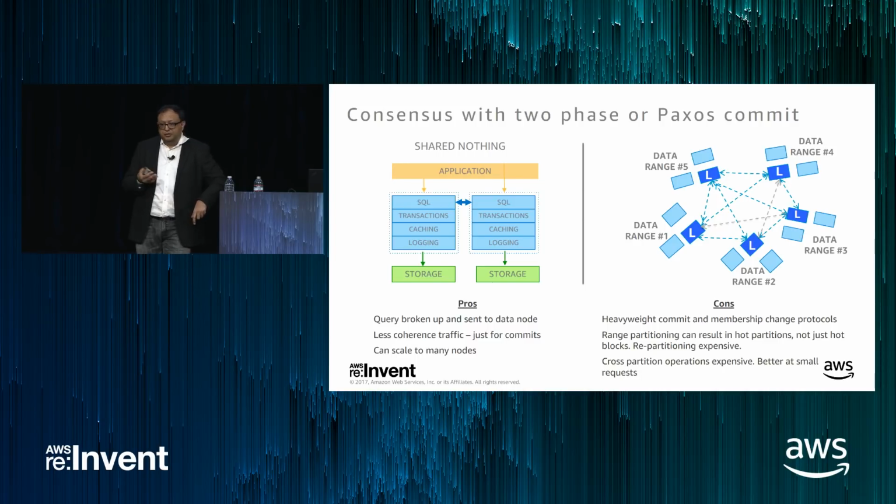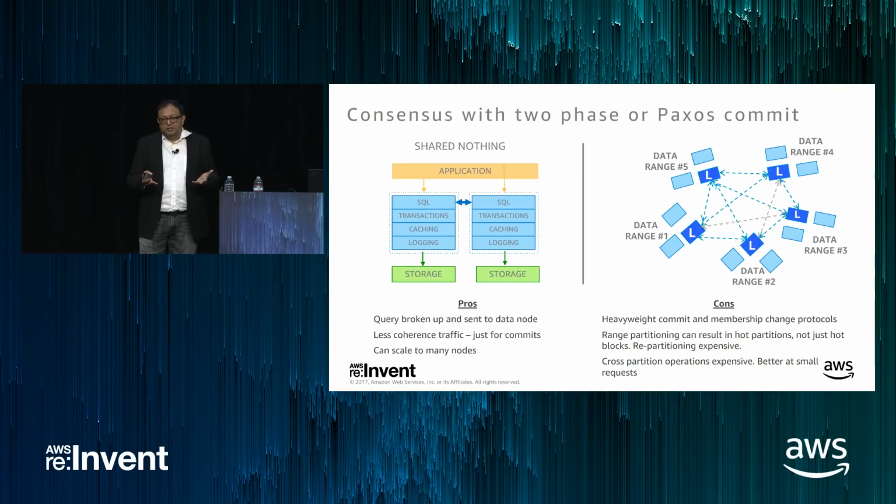Because you need to make sure that if I wrote this piece of data, you wrote that piece of data, and somebody else did the opposite, that doesn't matter. So that means that you can scale to a lot of nodes. The problem here is that two-phase commit and Paxos commits are very heavyweight. The membership change algorithms are very heavyweight.